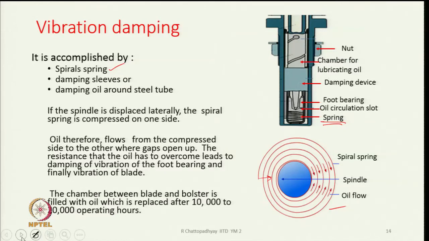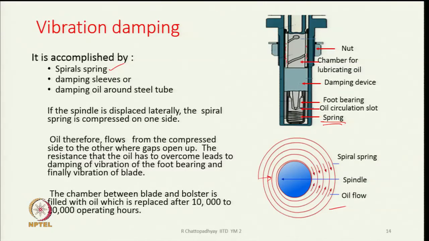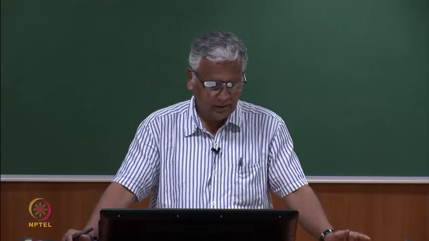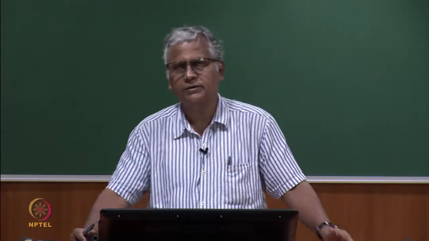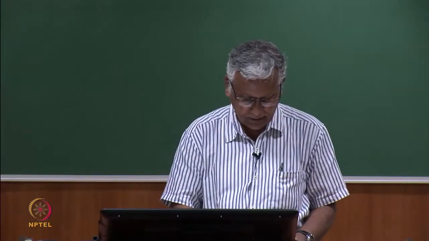The chamber between the blade and the bolster is filled with oil, which is replaced after 10,000 to 20,000 operating hours. So initially we fill up the bolster with oil, which is here, and the oil has a life of 10,000 to 20,000 operating hours, because of the constant shear that is happening between the oil and the rotating spindle. The oil gets burnt out, and after 10,000 to 20,000 working hours, we have to replace this burnt out oil with fresh oil. That is what is practiced in the industry.